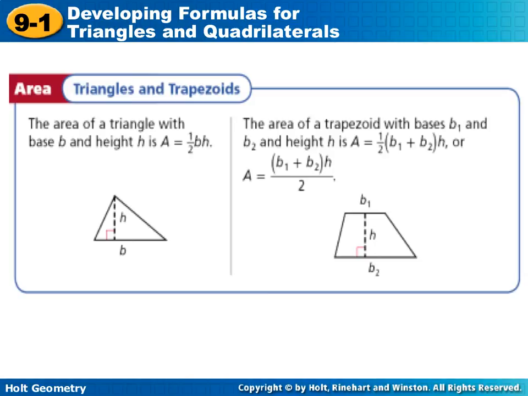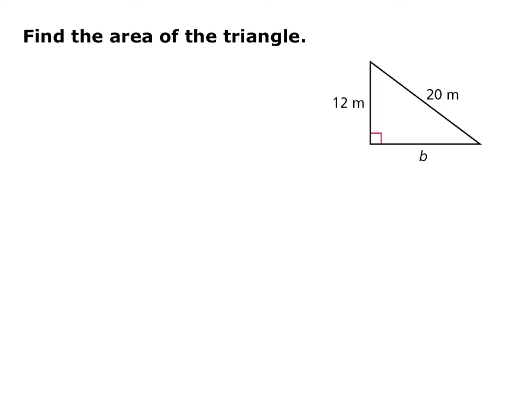So a trapezoid is half of the parallelogram. The parallelogram would be the total base times the height, but the trapezoid's only half of that. So either divide it by 2 or take it times 1/2. So that's where the formulas come from. You're interested in using them, so find the area of this triangle.